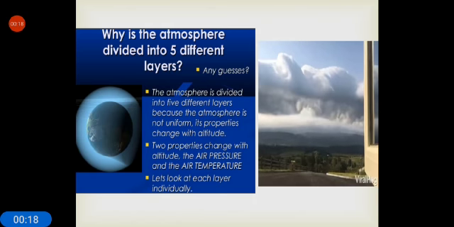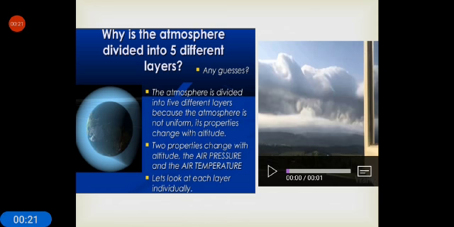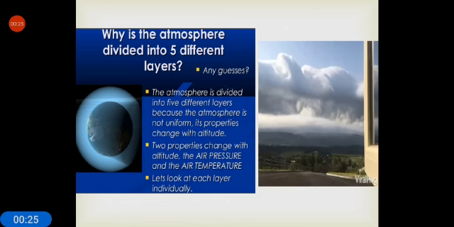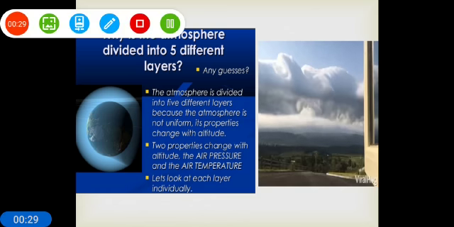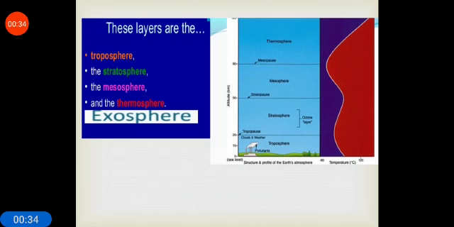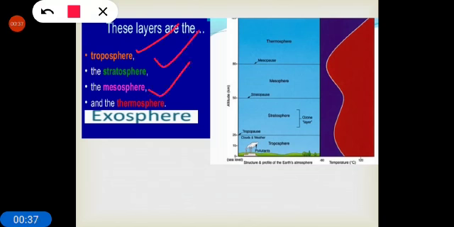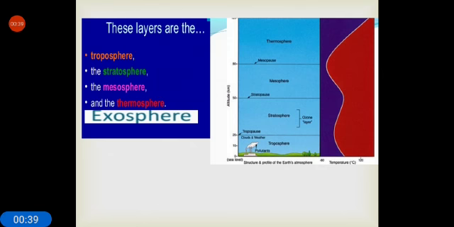And why is it divided into 5 different layers? This is because the atmosphere is not uniform. Its properties change with altitude. Two properties change with altitude, the air pressure and the air temperature. Let's look at each layer individually. These layers are Troposphere, Stratosphere, Mesosphere, Thermosphere and Exosphere.